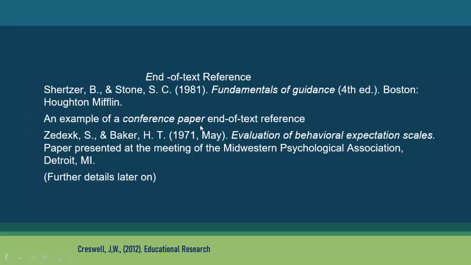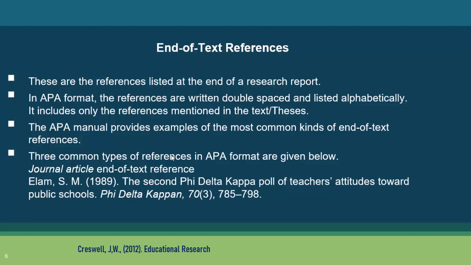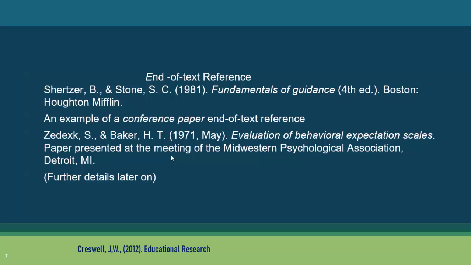Similarly, the third type: we discussed the journal article, then the book, and now the conference paper, with authors' names, year, month, title, place. Dear students, we will discuss the APA format in detail later on, I think in the 15th or 16th lecture. So it's just a way to show you how to write the literature review. These are examples of end of text references.